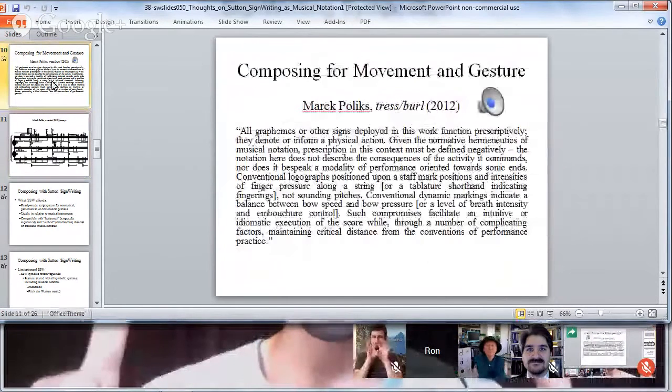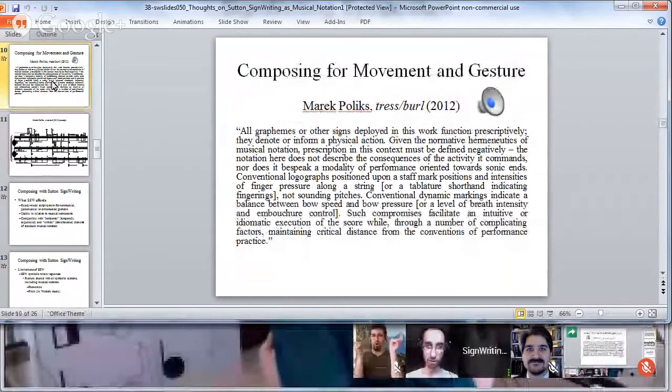It says composing for movement and gesture. Is that where? Oh, here's Mark Pollux. Oh, I didn't even see that. Or Marek Pollux. I see.